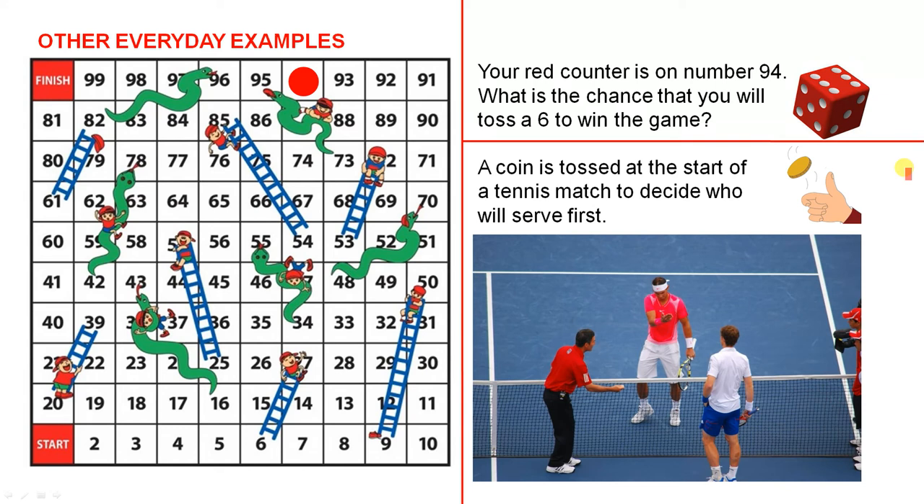Another example is at the start of a tennis match. A coin is tossed at the start of a tennis match to decide who will serve first. So there is a chance involved here because we're not sure which way the coin is going to land.